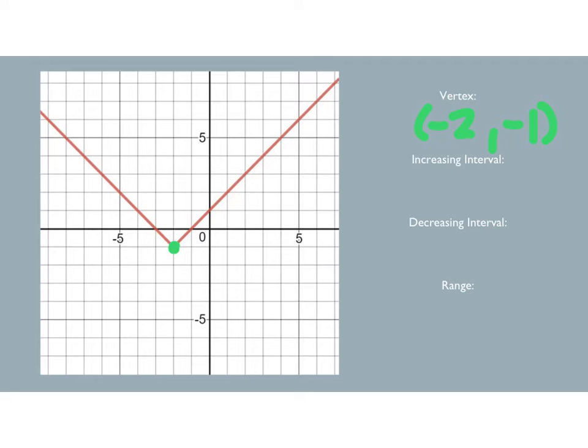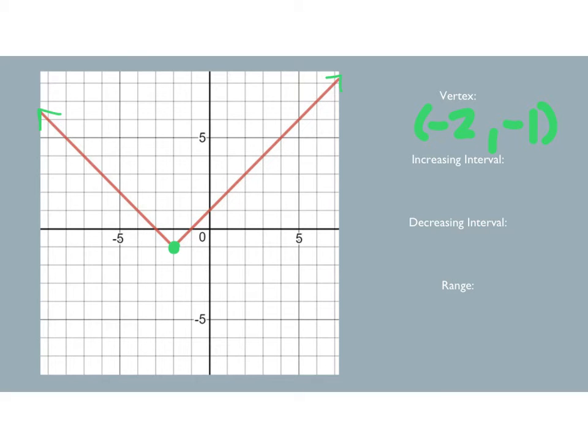So for increasing and decreasing, the first thing we need to know is these are arrows, even though Desmos doesn't put them on there for me. Increasing and decreasing intervals, so increasing is where the graph looks like it's running uphill. Decreasing is where the graph looks like it's running downhill.